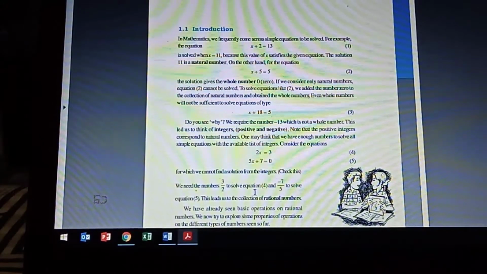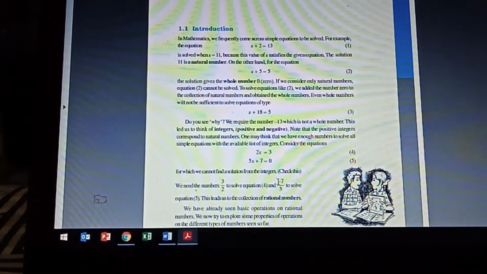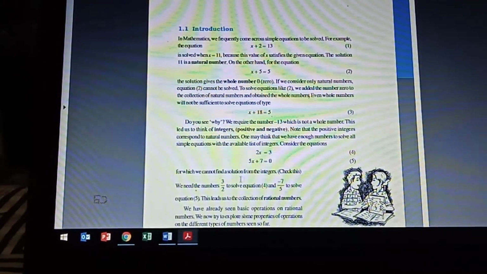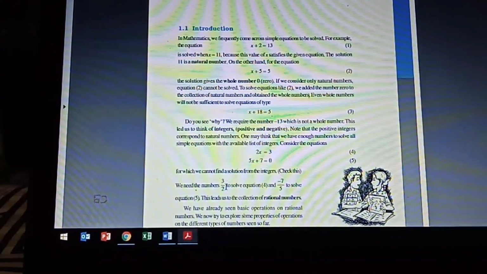So this 3 by 2 and minus 7 by 5 are also numbers. You can say these are rational numbers. For your kind information, we can say this number is a rational number.